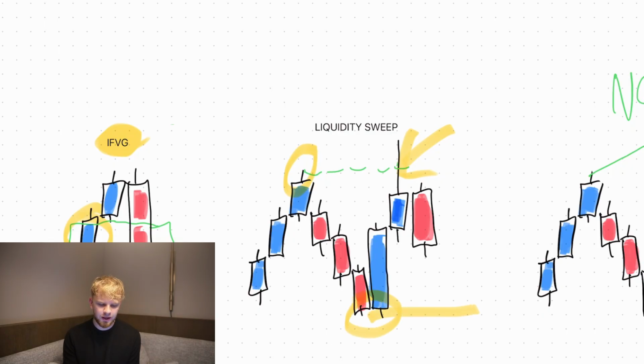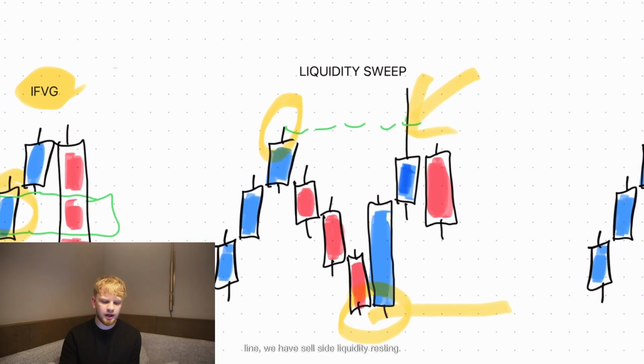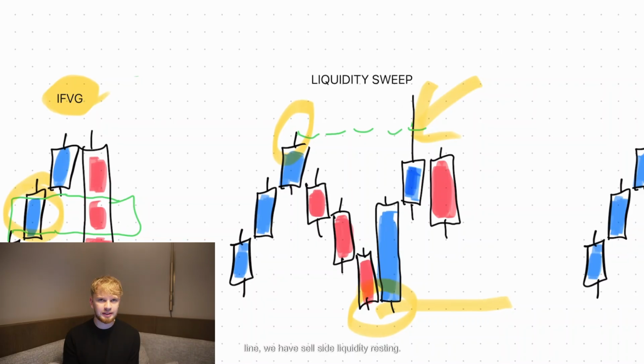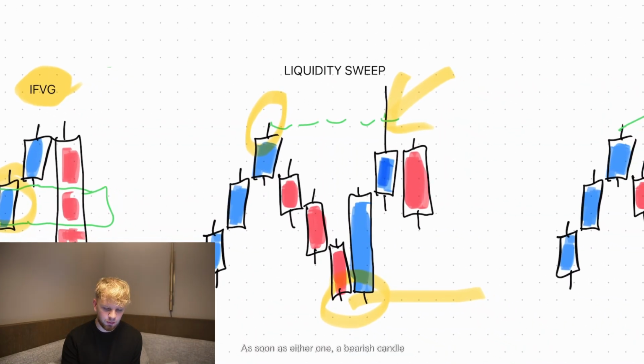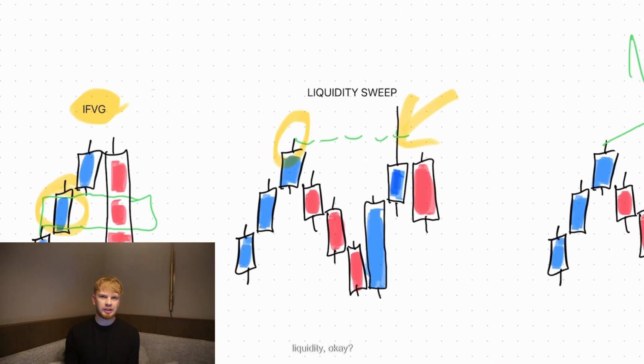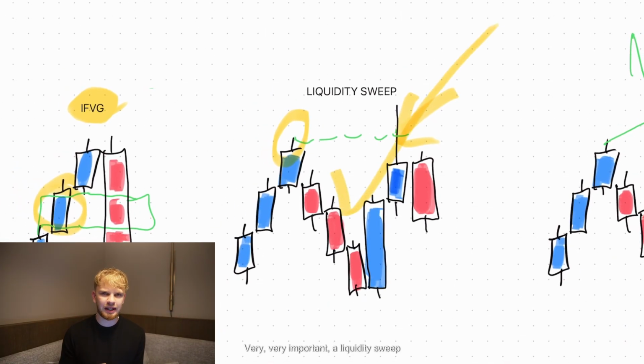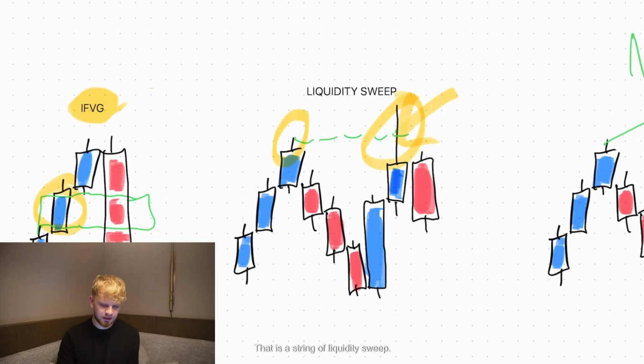So for example, right here where I just drew that yellow line, we have sell side liquidity resting. As soon as either a bearish candle comes like this and gets a close below, or a wick below this point, or it doesn't have to be a close, just below this point in the market, that means that we have swept that liquidity. Okay, very, very important, a liquidity sweep. And ideally a stronger liquidity sweep is when we have a wick through the liquidity point and then we reject. That is a stronger liquidity sweep.